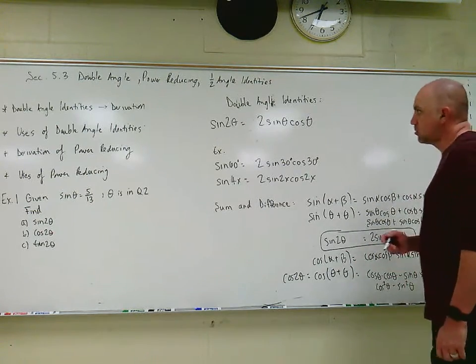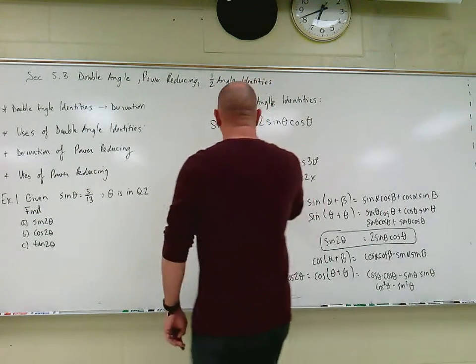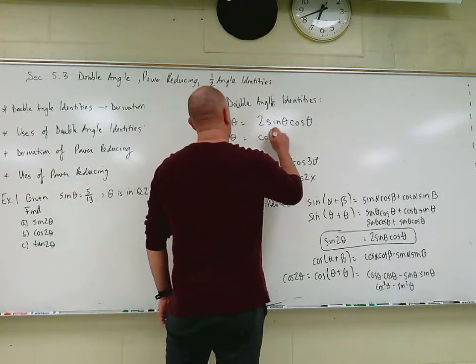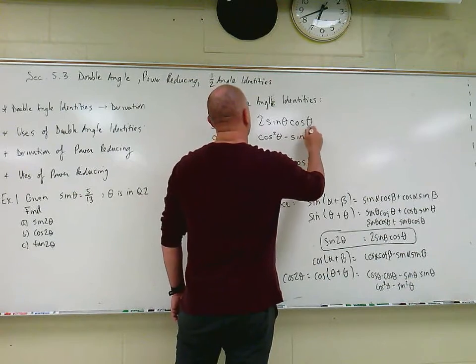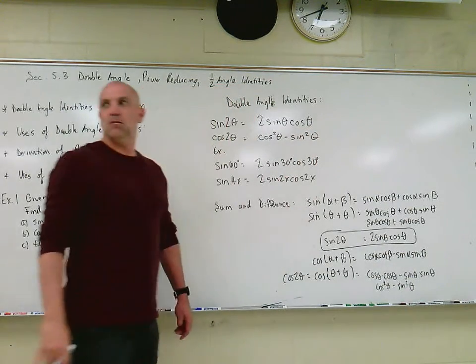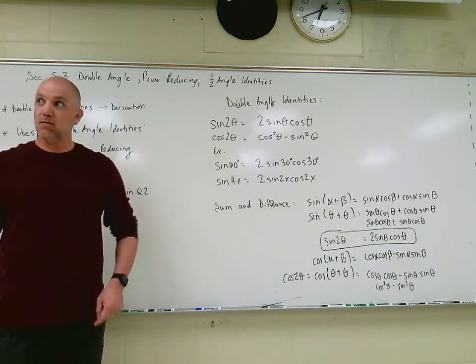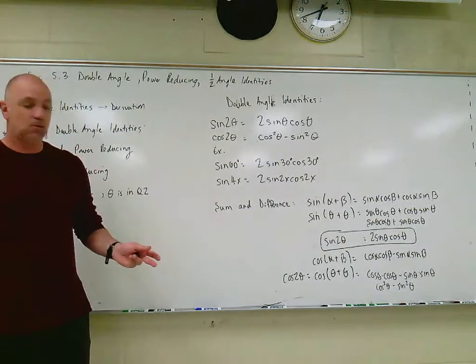So we've got sine of 2 theta is 2 sine theta cosine theta. We've got cosine of 2 theta is cosine squared minus sine squared. That's similar to what identity? What identity has squares? Yeah, Pythagorean. It's similar. Not the same though. Okay?